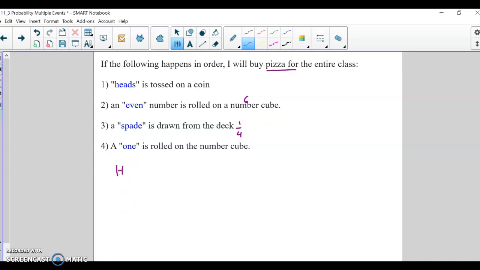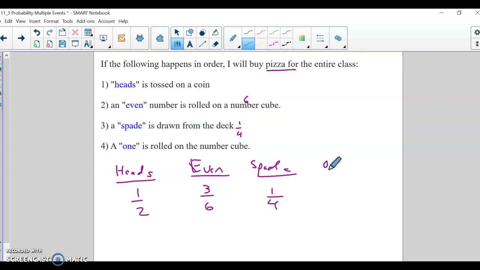Okay, so if we look at them individually, your chance of getting a heads is just 1 out of 2. And then we want to get an even number on a number cube. There's 3 evens, 2, 4, 6, so there's 3 out of 6 that are even. And then a spade, I think it's 13 out of 52 cards, but really that's just 1/4 are spades. And the last one is you want to roll a 1 on the number cube, and there's only one favorable out of 6 total.